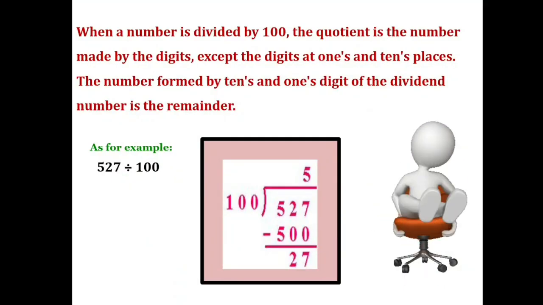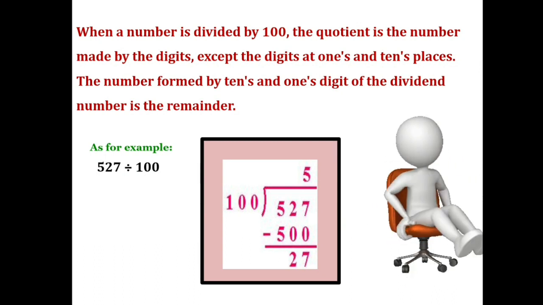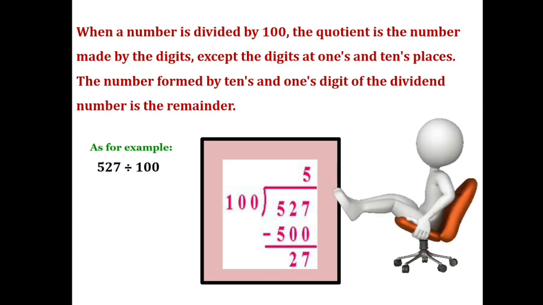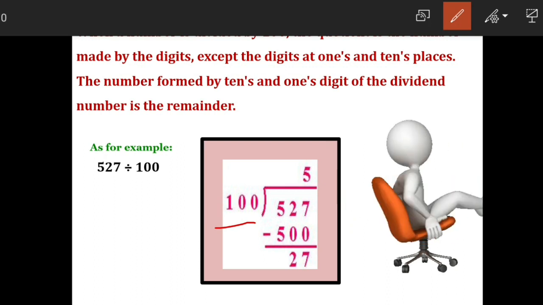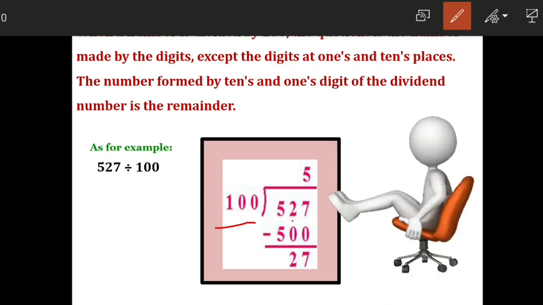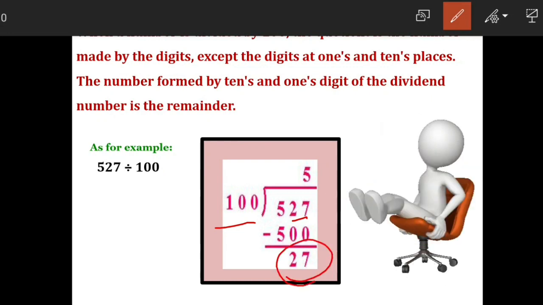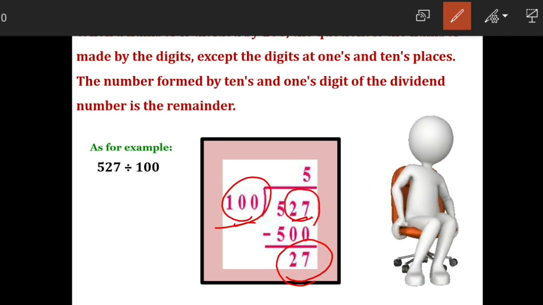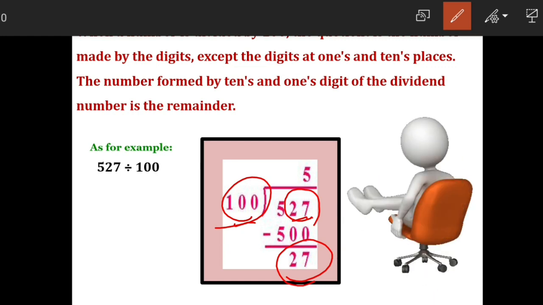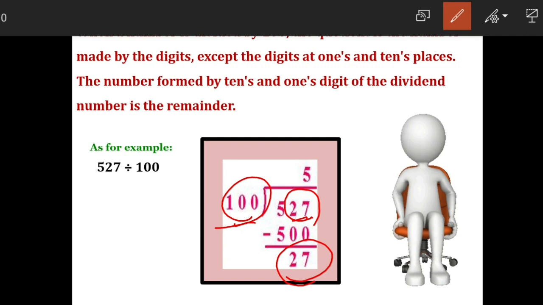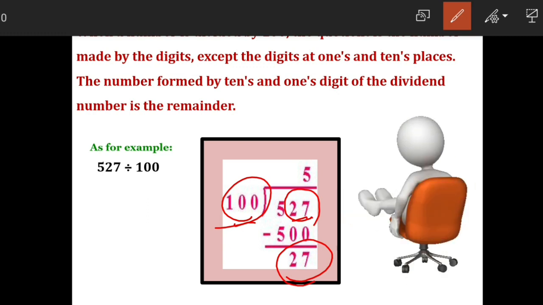Next is when we divide a number by 100. So when a number is divided by 100, the quotient is the number made by the digits except the digits at ones and tens place. How to remember this? You can see in 100 we have 2 zeros. So the 2 digits, ones and tens, will become the remainder. Because 100 has 2 zeros, 2 numbers from the right will be the remainder, and all the numbers to the left of ones and tens will become the quotient.